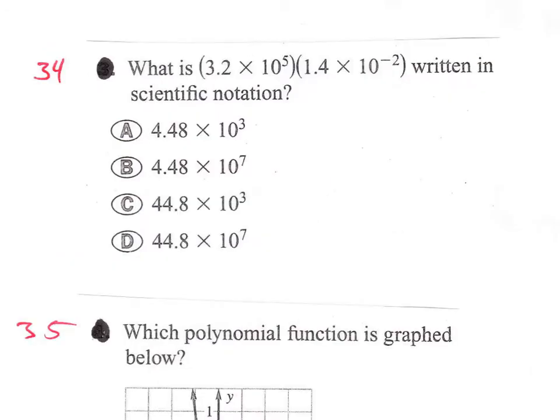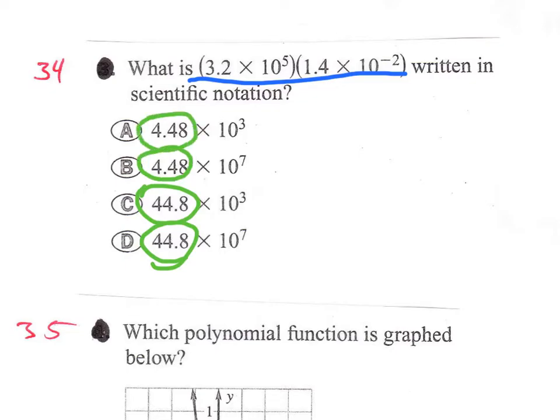34, you need to multiply these two numbers together and write them in scientific notation. Remember, there's a real basic rule with scientific notation as to how the first number is to look. How this first number here, it's to look a certain way. All right, calculator should be able to help you out a lot on this one.